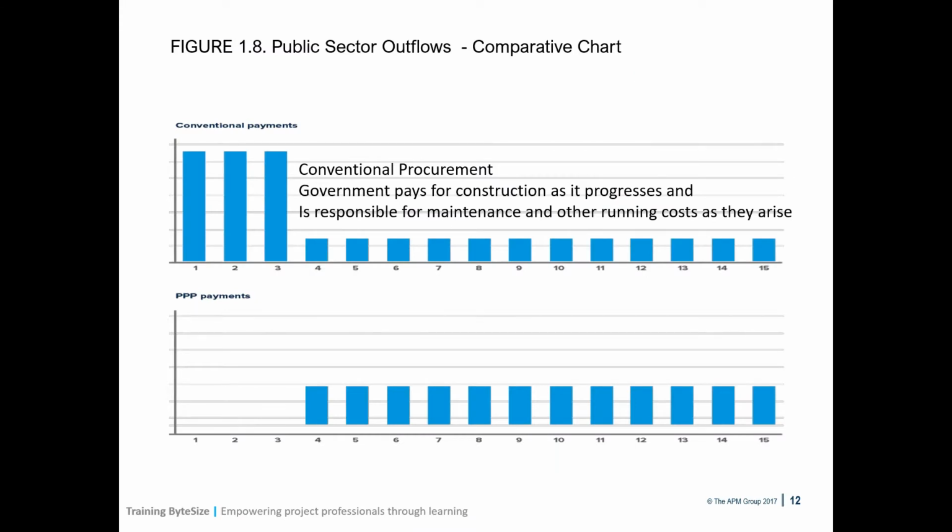So first of all, let's look at figure 1.8 drawn from the CP3P guide produced by APMG. This is the public sector outflows, and it's a comparative chart between a conventional procurement and a public-private partnership. Now, under a conventional or traditional procurement, the government pays for construction as it progresses and then is responsible for maintenance and other running costs as they arise.